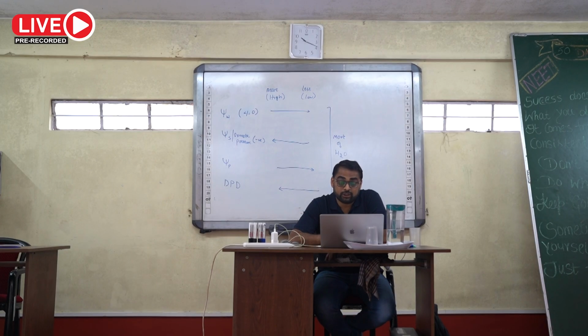Chargaff's rule is applicable to double-stranded DNA. Chargaff's rule is of base equivalence. What does it say? The amount of purines is equal to the amount of pyrimidines. The amount of adenine is always equal to the amount of thymine. The amount of guanine is always equal to the amount of cytosine. Got it?